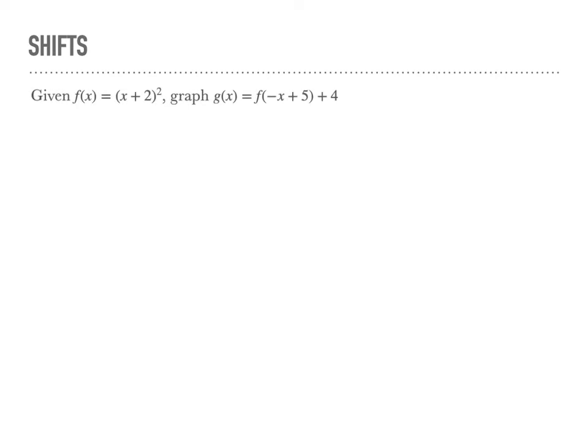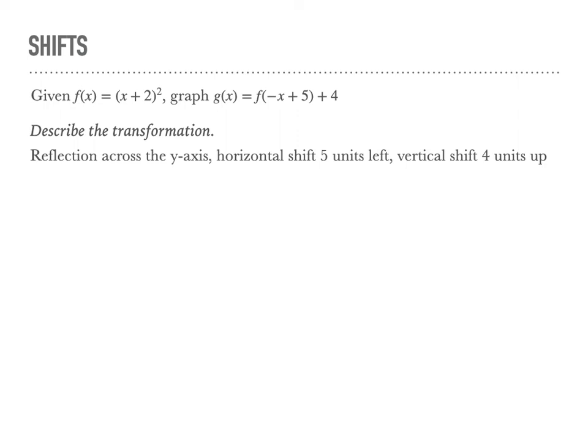So let's say we're given f of x equals (x plus 2) squared. Let's graph the updated f of x, which we'll just call g of x, equals f of negative x plus 5, and plus 4 outside the argument. Let's describe the transformation. Note that order is really important. First we start off with reflection across the y-axis, then a horizontal shift 5 units left because it's plus 5, which means that it's going 5 units left, and a vertical shift 4 units up, denoted by the plus 4 outside of the argument.